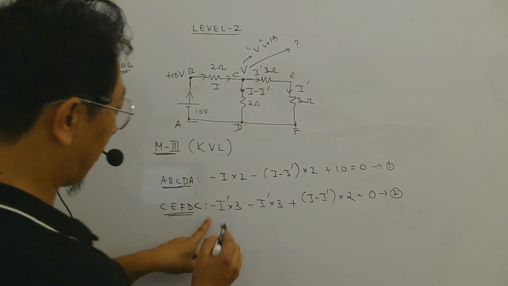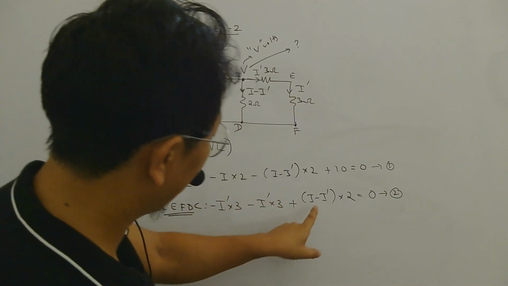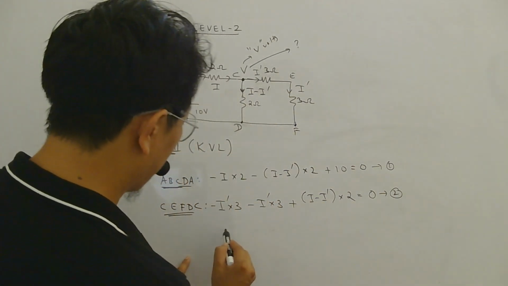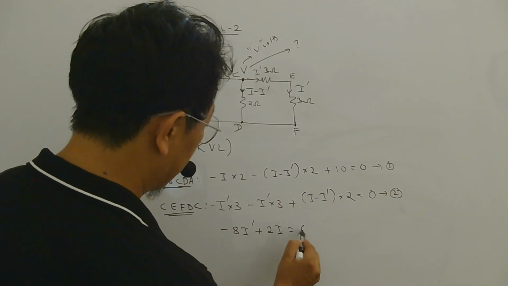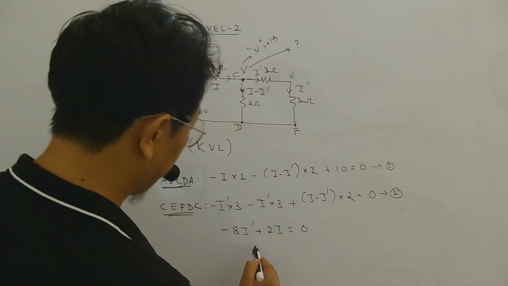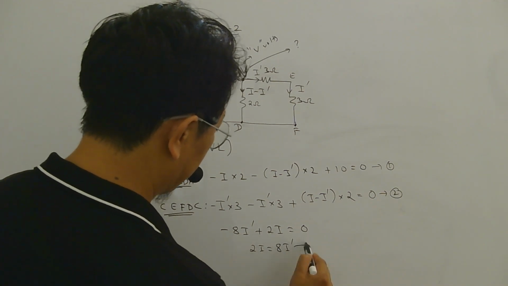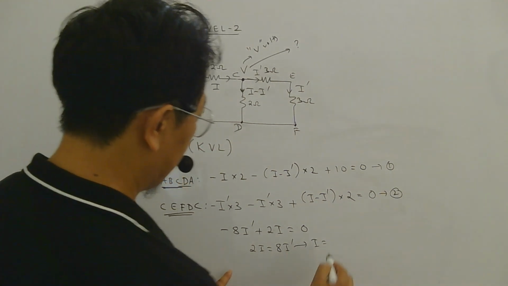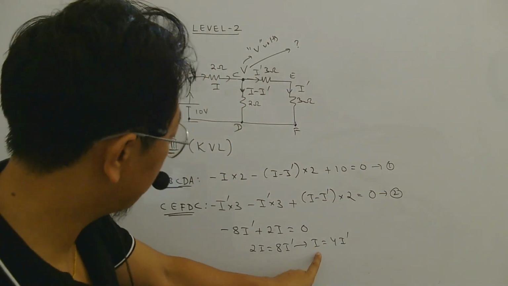Let me try to show you fast. So minus 3i dash, minus 3i dash, minus 6i dash, in here minus 2i dash. So minus 8i dash plus 2i equal to 0. So this will go that side. So 2i will be 8i dash. So from here I will be 4i dash. Now we will substitute this I here.